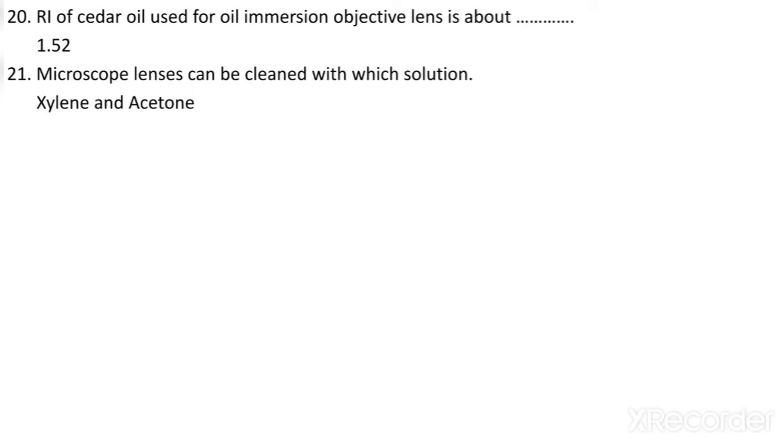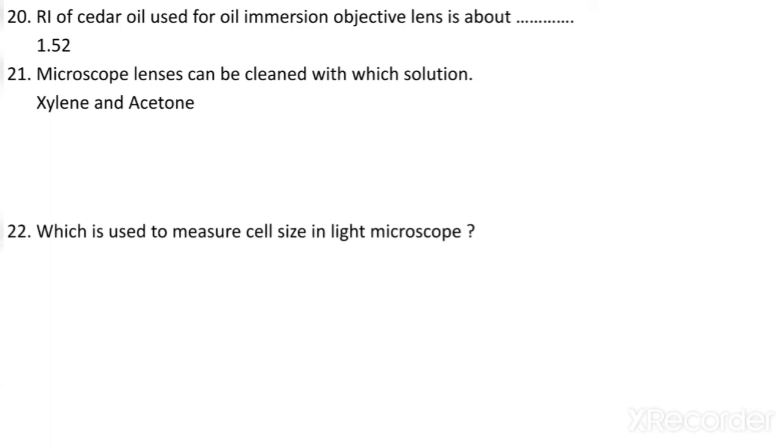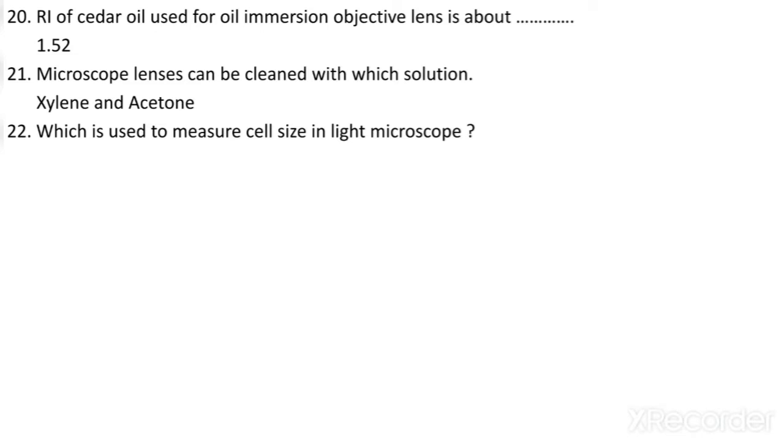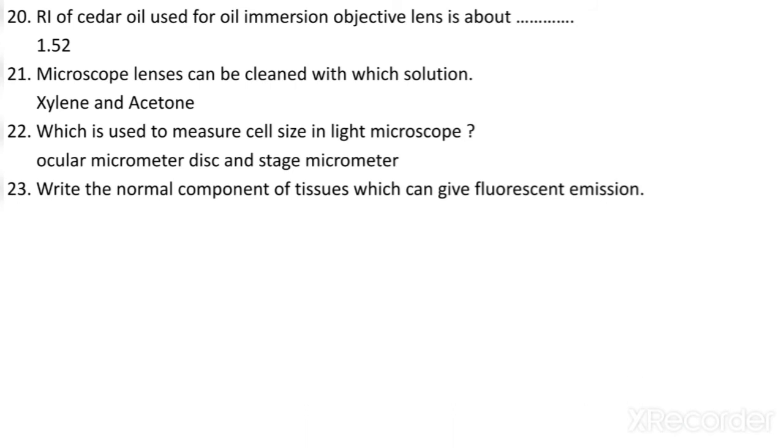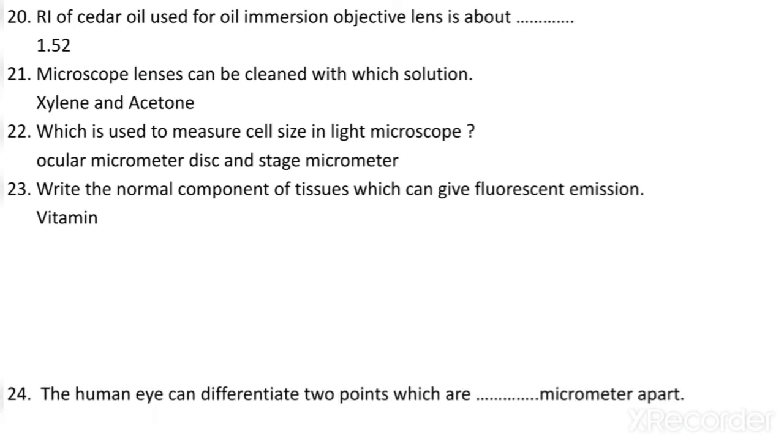Mostly xylene or acetone is used to clean the microscope lenses. Which is used to measure cell size in a light microscope? Ocular micrometer disc and stage micrometer are used to measure cell size. Write the normal component of tissues which can give fluorescent emission. Vitamin is the normal component of tissue which can give fluorescence.